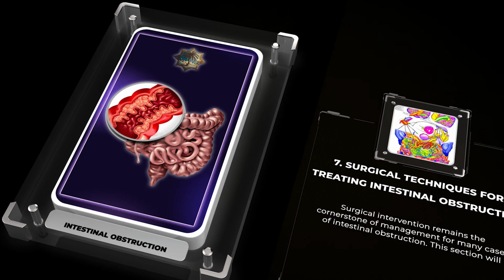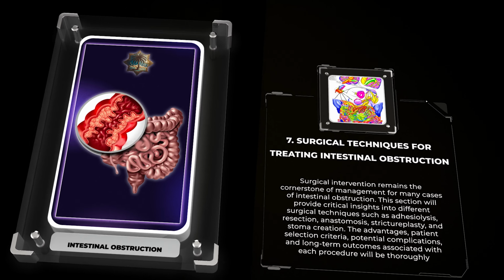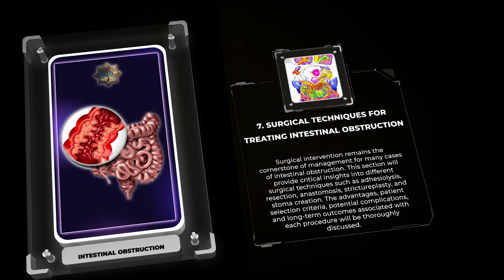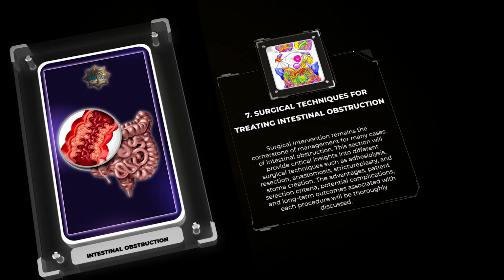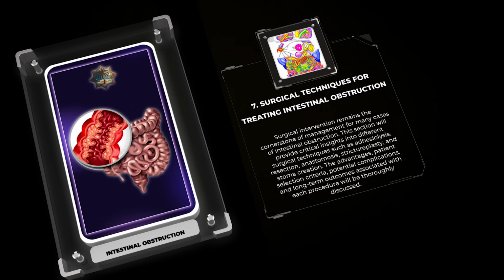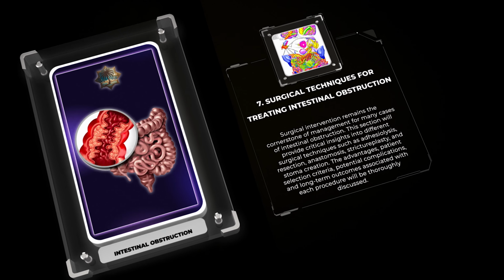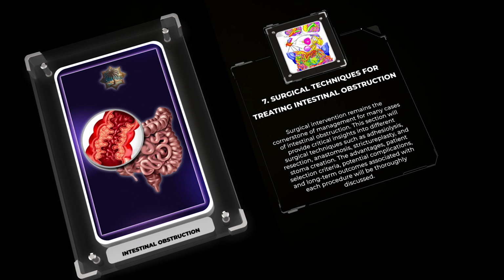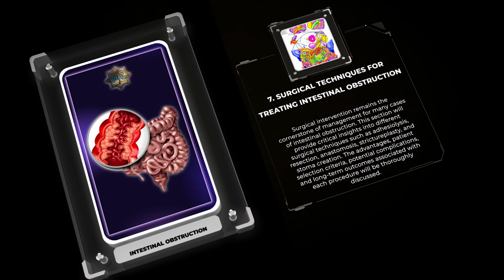Surgical intervention remains the cornerstone of management for many cases of intestinal obstruction. This section will provide critical insights into different surgical techniques such as adhesiolysis, resection, anastomosis, strictureplasty, and stoma creation. The advantages, patient selection criteria, potential complications, and long-term outcomes associated with each procedure will be thoroughly discussed.